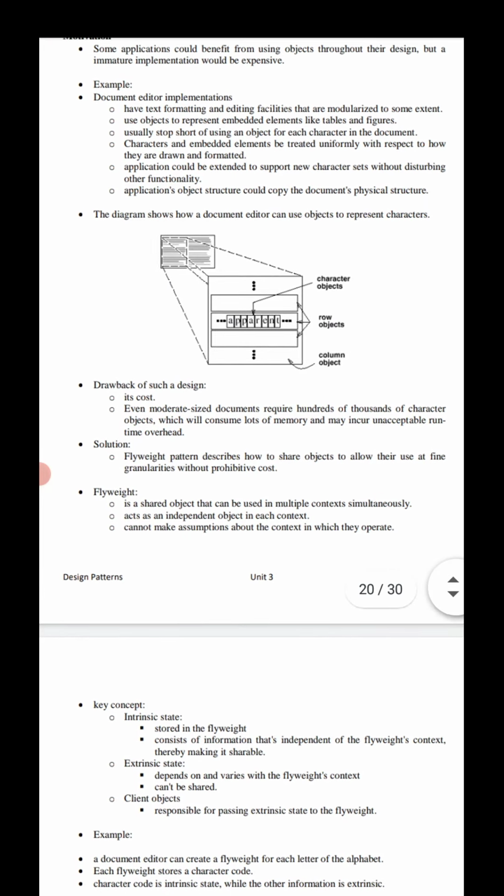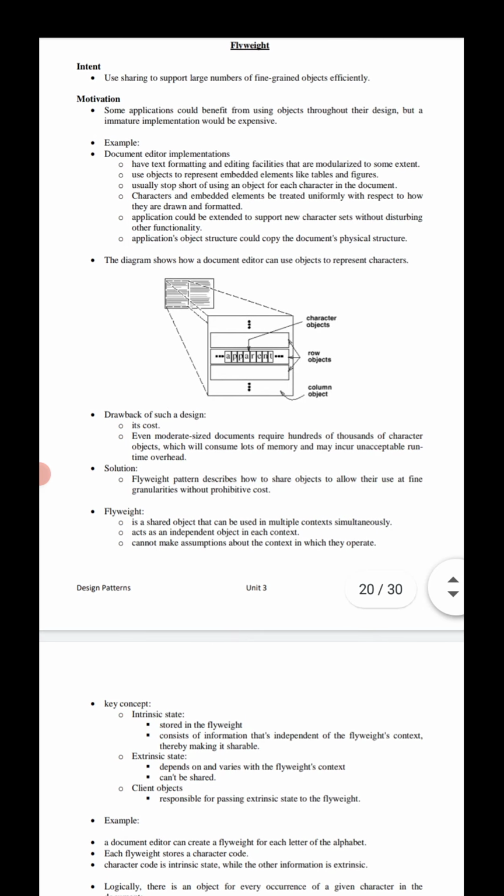Now we are studying the drawback of such a design.